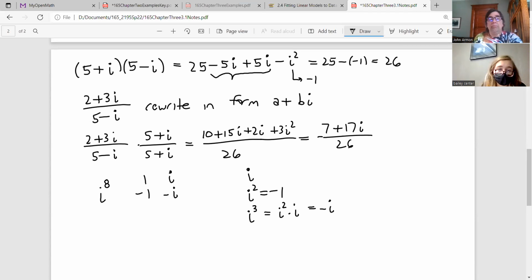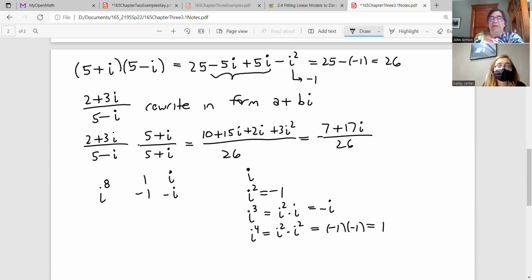So it's -i. i to the 4th, you can write as i squared times i squared, because your exponent rules are still going to work. But that gives you what? -1 times -1, which is 1. So there it is. 1, 2, 3, 4 answers. That's all you can get.